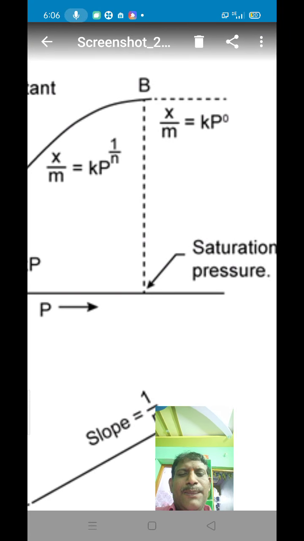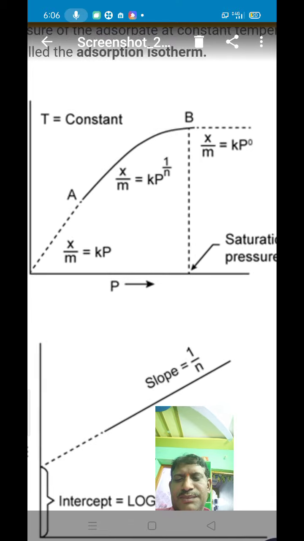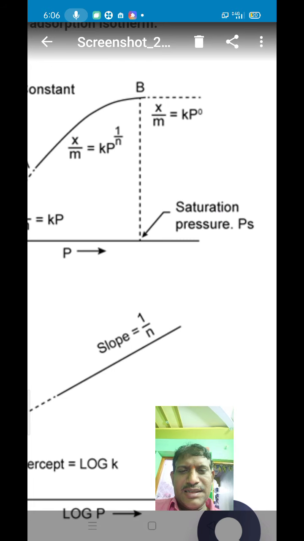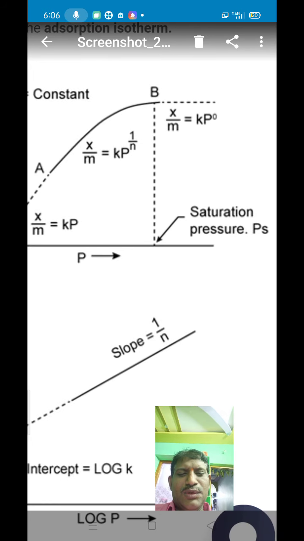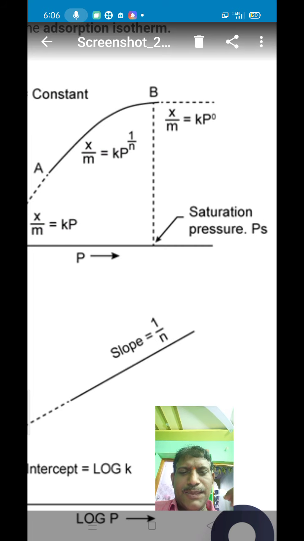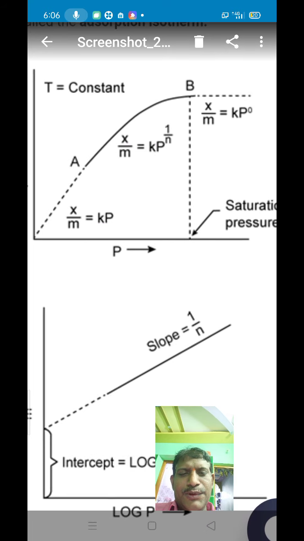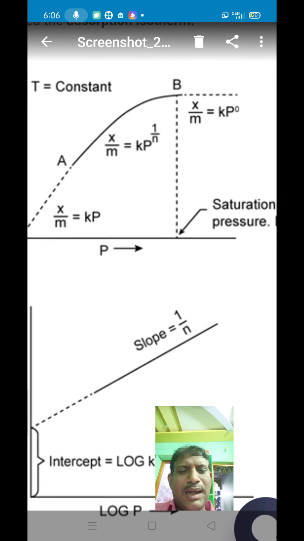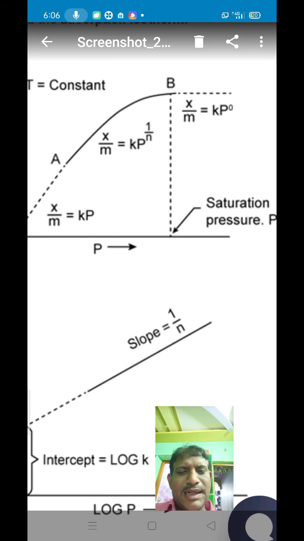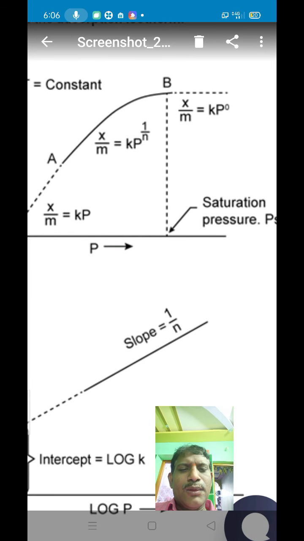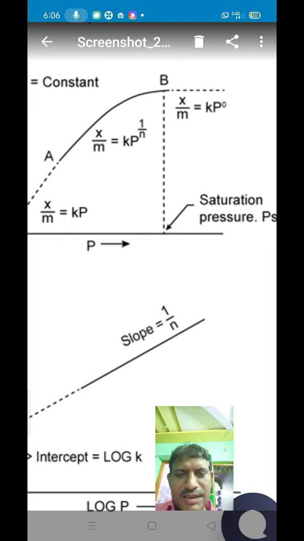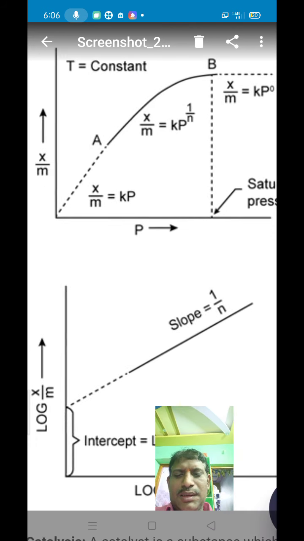But at high pressures, the curve reaches a saturation point B. That is known as the saturation pressure, represented by Ps. That means the extent of adsorption is independent of pressure at high pressures. That means x by m is equal to k into p to the power 0, that means x by m is equal to k. At high pressures, the extent of adsorption is independent of pressure.